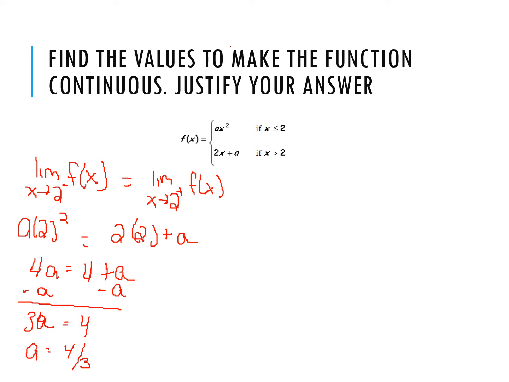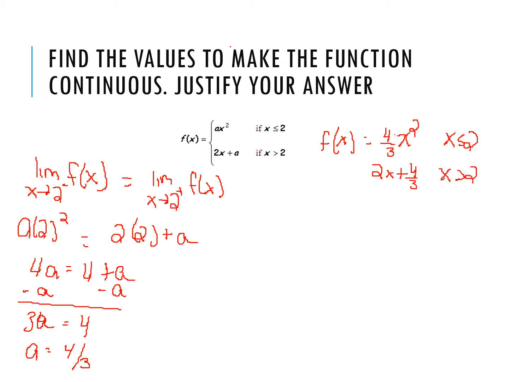But now I need to justify that this answer is correct. So now I have to go back to the three points for the definition of continuity. So I have to prove that my new function, f of x, is equal to 4/3 x squared, where x is less than or equal to 2, and 2x plus 4/3 when x is greater than 2.